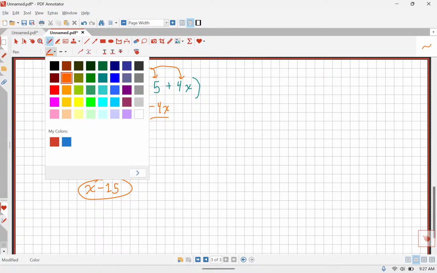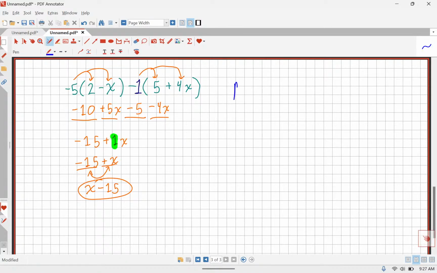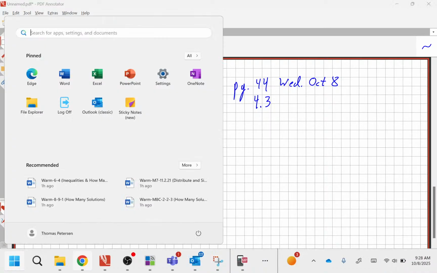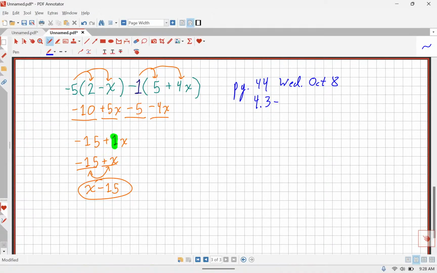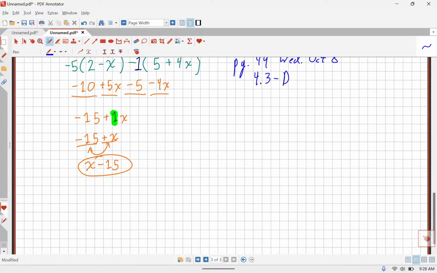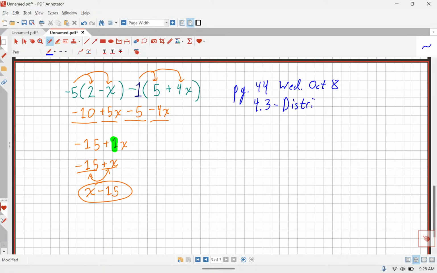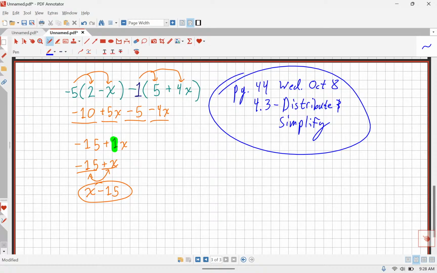Will you guys open up your planners to page 44, and then I want you to put in for Wednesday, October 8th, we have our self-assessment 4.3. I think it's 4.3. Let me see here. Yeah, 4.3. In any case, that one is distribute and simplify. And that's what I've got for you this evening. If you'll go take a look at that, come back with any questions, then we should be in good shape.